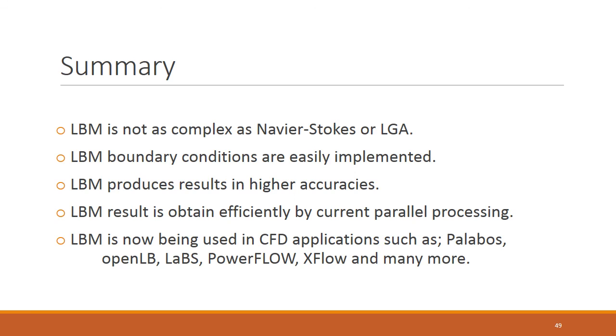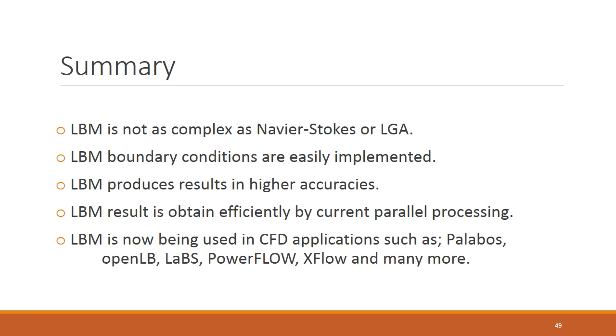The Lattice Boltzmann method is not as complex as the Navier-Stokes equation or the Lattice-Gas automata, because Lattice-Gas automata have Boolean variables that are really complex to work with, and boundary conditions are easy to implement. As I showed you before, the boundary conditions are simple equations in Fortran, and it produces results in high accuracy. We remember seeing that hummingbird, with beautiful animation and accurate results.